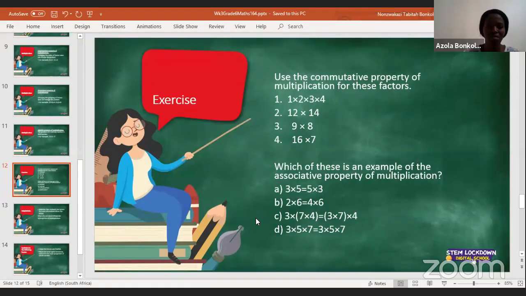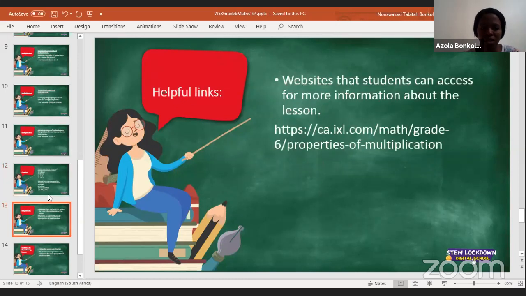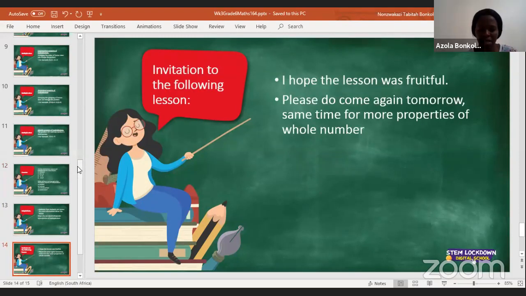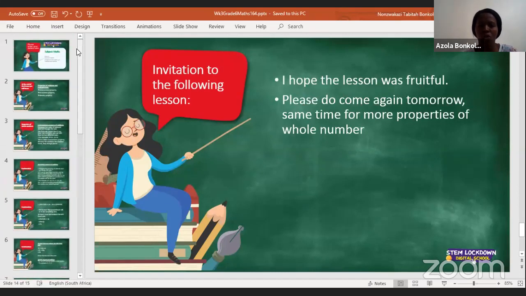So we have come to an end of our lesson. So this is what I want us to remember with everything that we have learned today. Okay, before I give you the website where you can go and check out more. Okay, what I want us to remember is that with commutative property, we are moving the numbers around. Whether we are adding or multiplying, we are just moving the numbers around, okay, because it's commutative property.